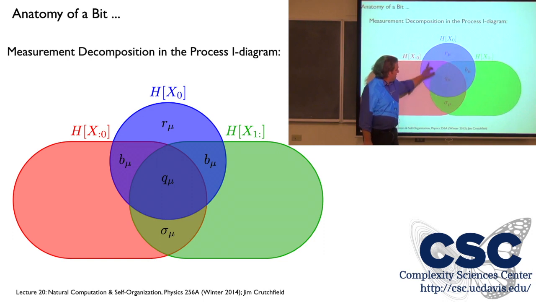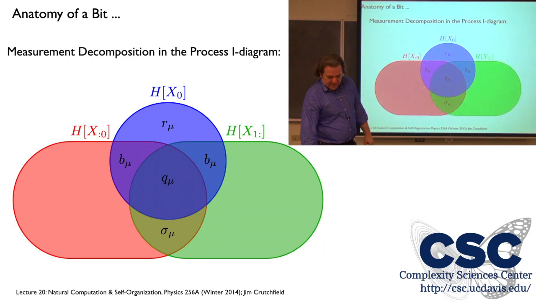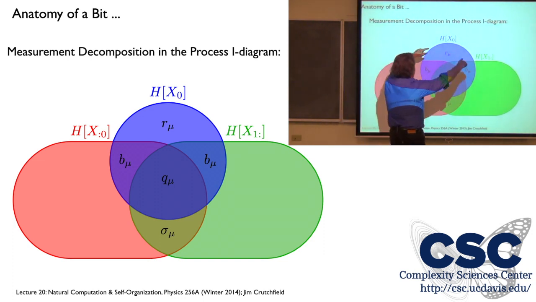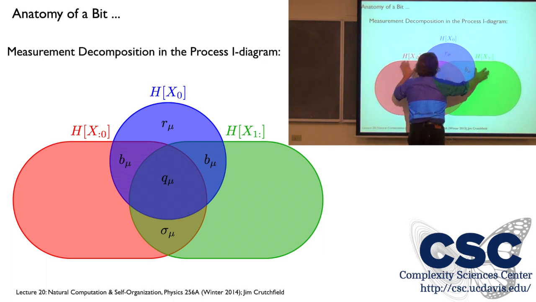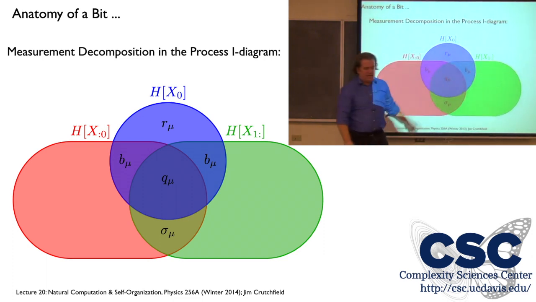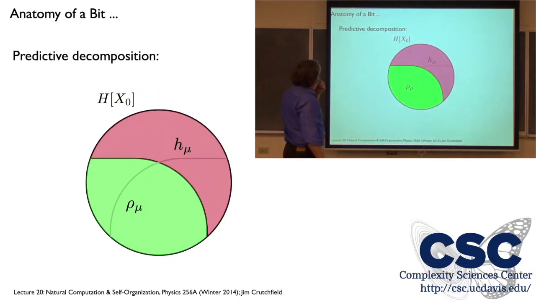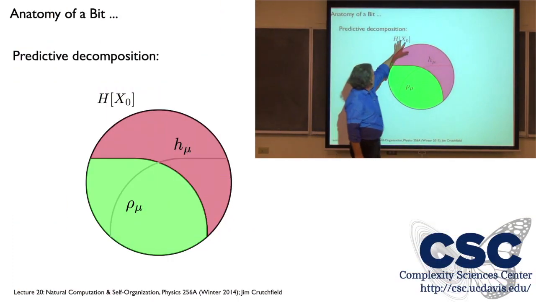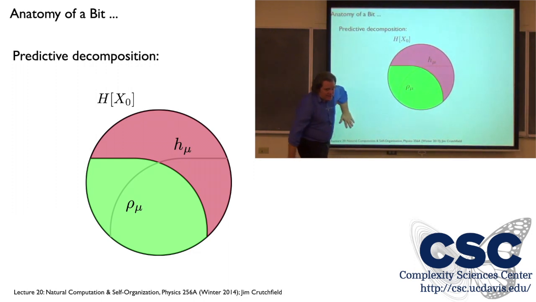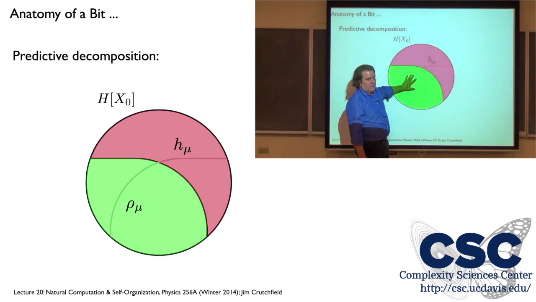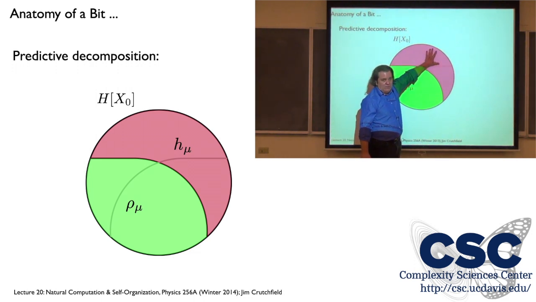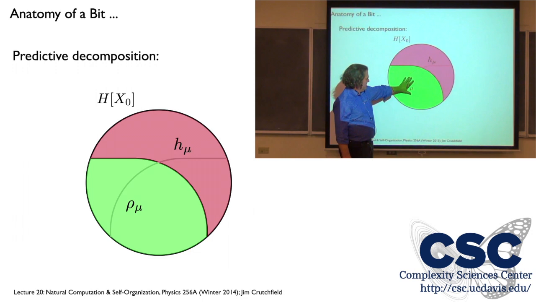So this is the decomposition we just came up with, and there are different ways of thinking about this. Let's focus in on just the way that past and future decompose the present. So just focus on that circle. There's a predictive decomposition. Here we have entropy in a single variable. There's a piece that was shared with the past, and a part that was unanticipated. That's rho mu, and that's h mu, the entropy rate.